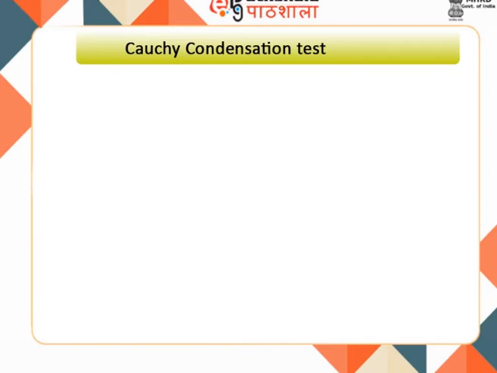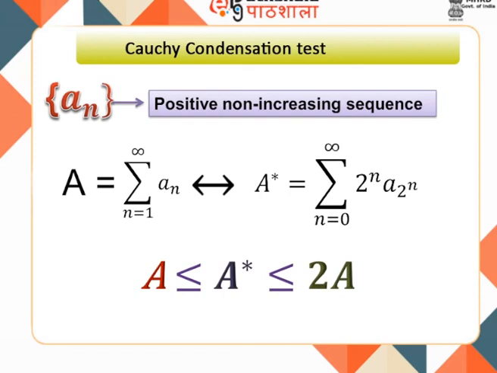Cauchy condensation test. Let a_n be a positive non-increasing sequence. Then the sum A, equal to summation of a_n where n goes from 1 to infinity, converges if and only if the sum A star, equal to summation of 2^n a_(2^n) where n goes from 0 to infinity, converges. Moreover, if they converge, then A is less than or equal to A star, which is less than or equal to 2A.